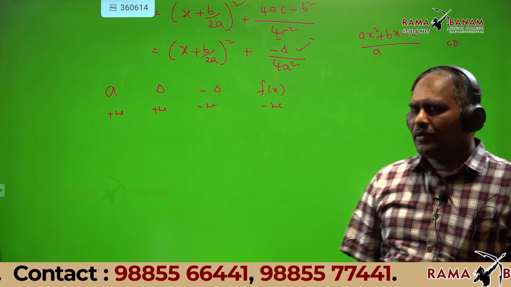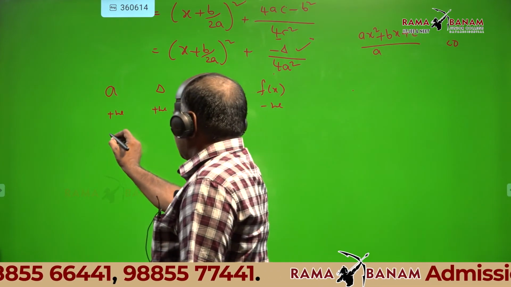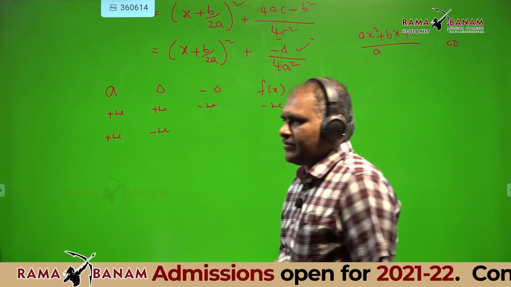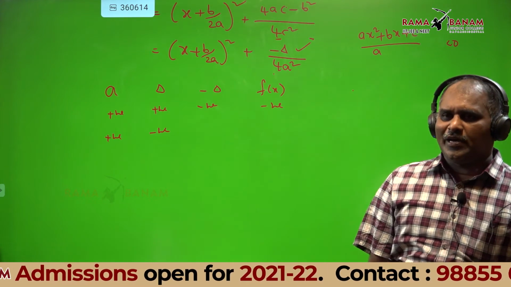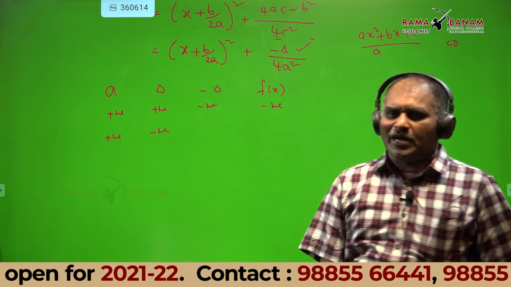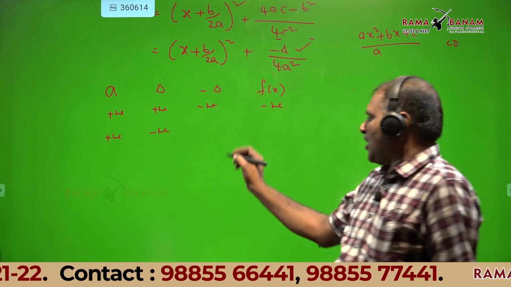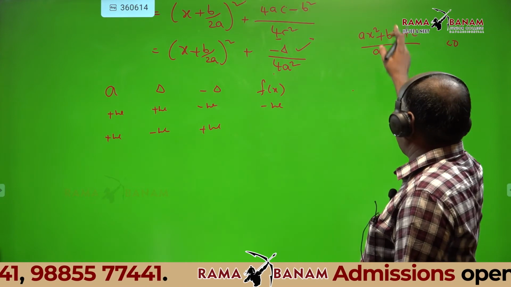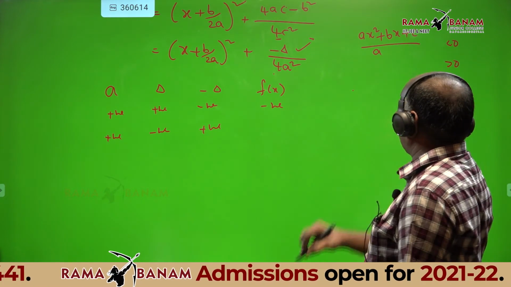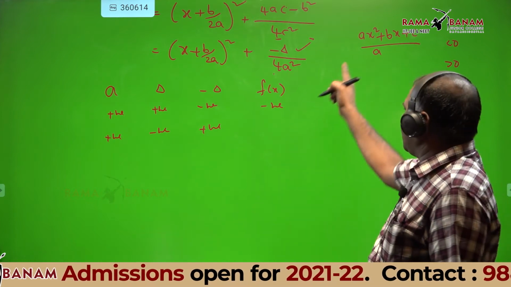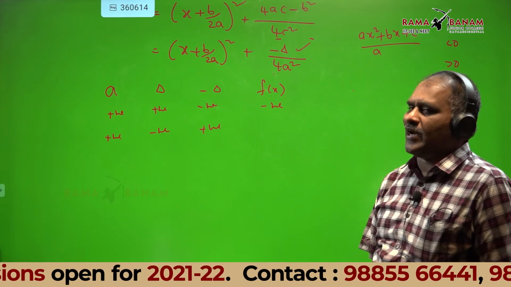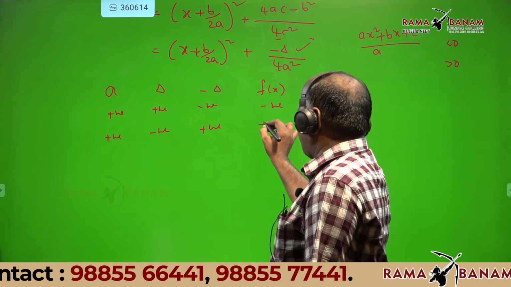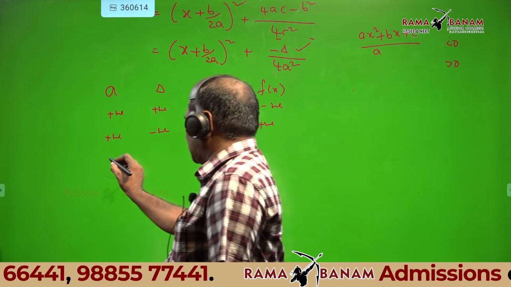Yes, sir. Next one. Suppose a is positive, delta is negative. A positive, delta negative. What is minus delta? Positive, sir. Therefore, minus delta is positive, meaning the ratio is positive. Ratio positive, a is positive. That's why the numerator must be positive.